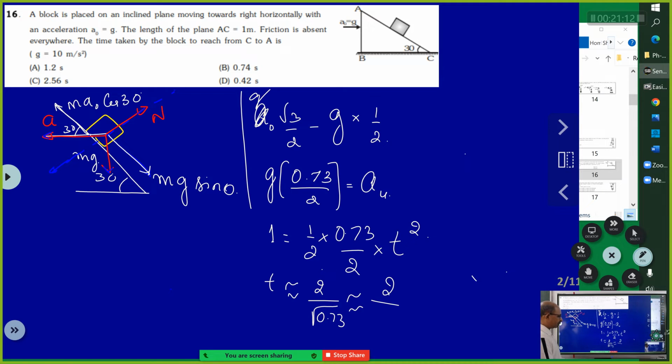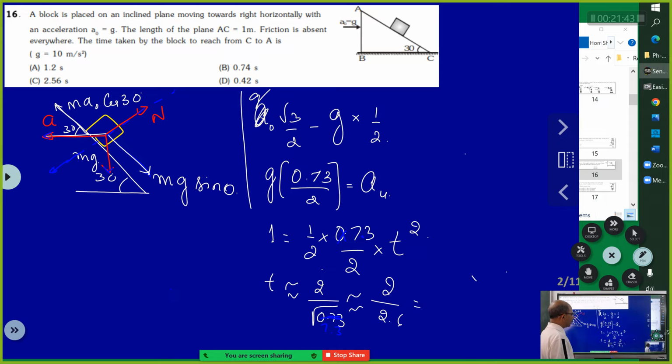So it should be 0.73 into 10, because g is 10. I have not taken g, sorry. 0.73 into 10, into g. So the point should come here, and therefore this will also be 7.3. So therefore, root of 7.3 will be more than 2.5, or more than 2.6. So I'll take it approximately 2.6.